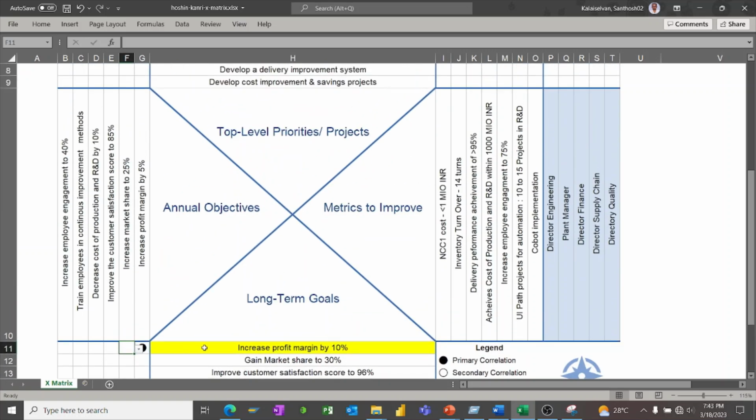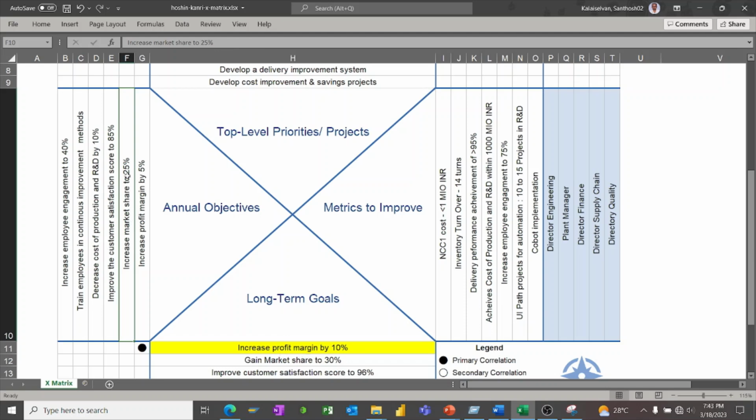Okay. So now I have to put in all these correlations so that we can derive this quotient correlation matrix diagram output. Okay, so increase profit margin by 10%. Here, to achieve the long term goal of a 10% profit margin, you have to achieve the annual objective of a profit margin of 5%. So this is a primary correlation. Okay, legend you have to update. So let's see what other annual objectives will help in increasing the profit margin by 10%.